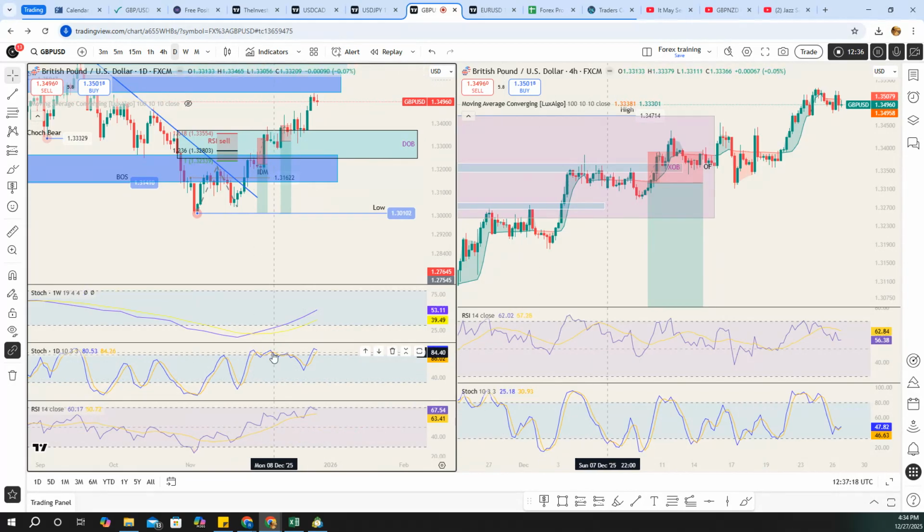The stochastic was all the time here giving selling triggers, and even at this point it went to this level, while look at what the price was doing. So the stochastic alone, or the indicators alone, cannot tell the whole story.